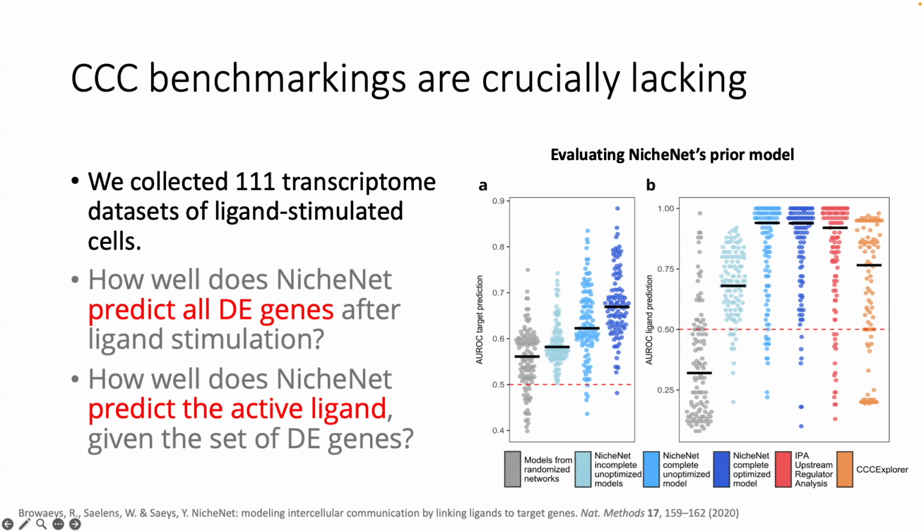The first graph shows how well you predict the affected target genes when you know that a certain ligand is added. The gray one is a model where you just have randomized edges. The different blue ones are the different versions of NicheNet, with either an unoptimized or this weight-optimized network.